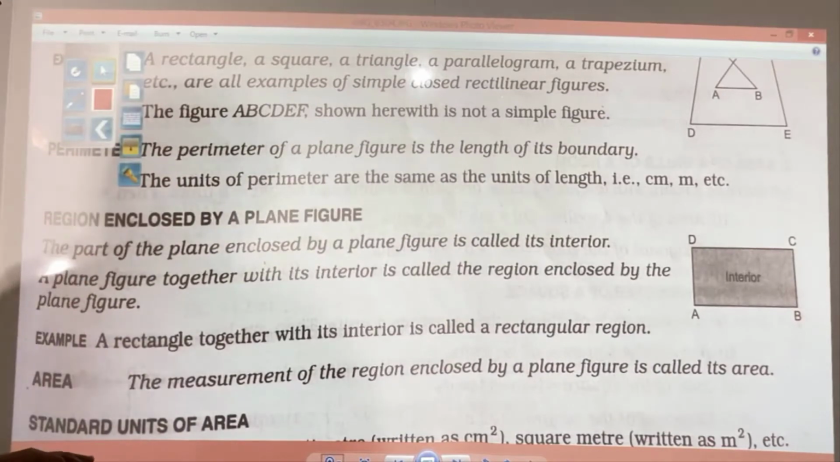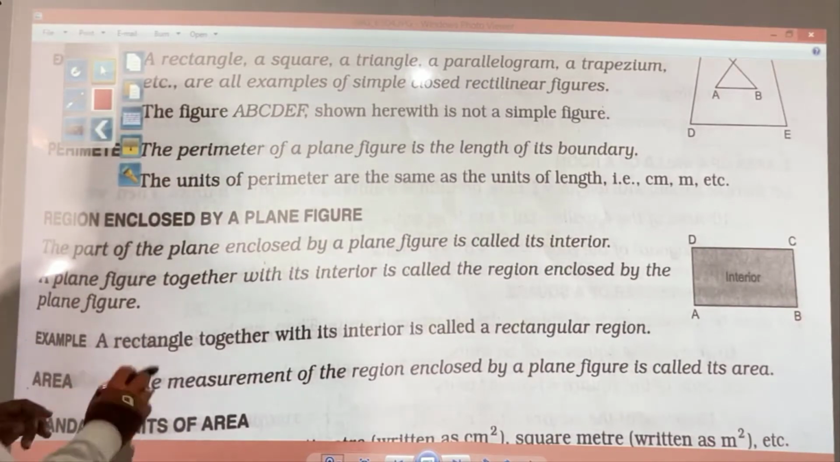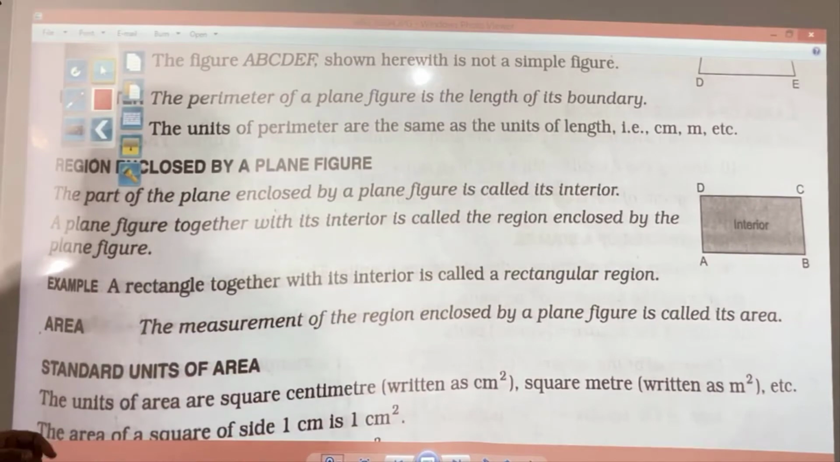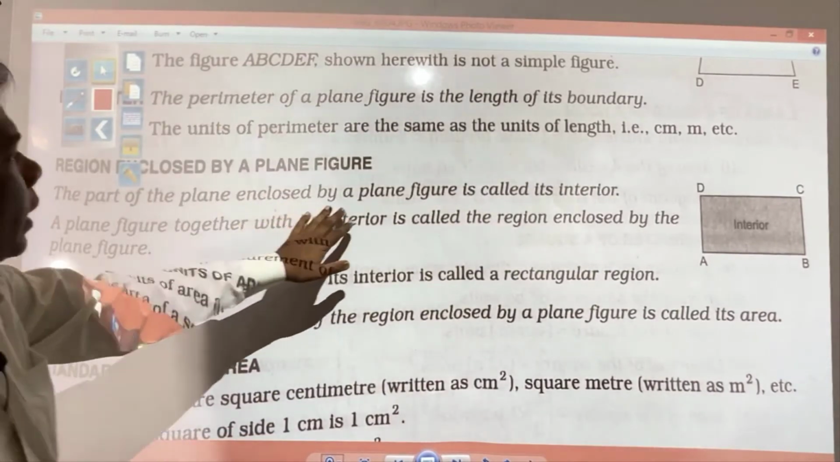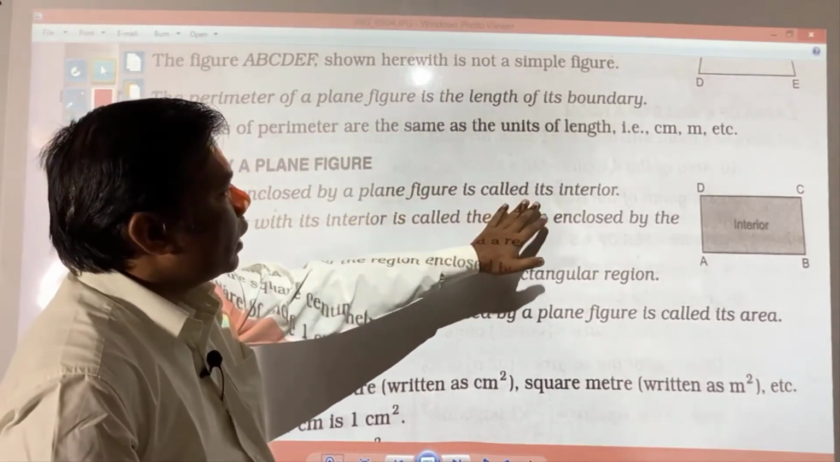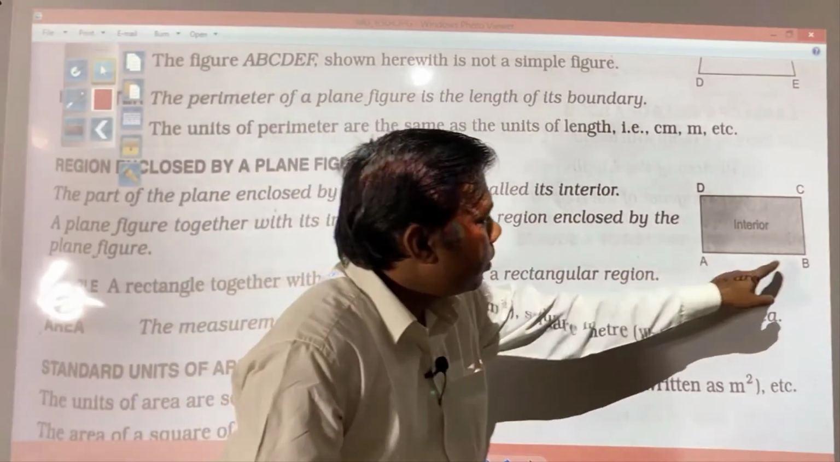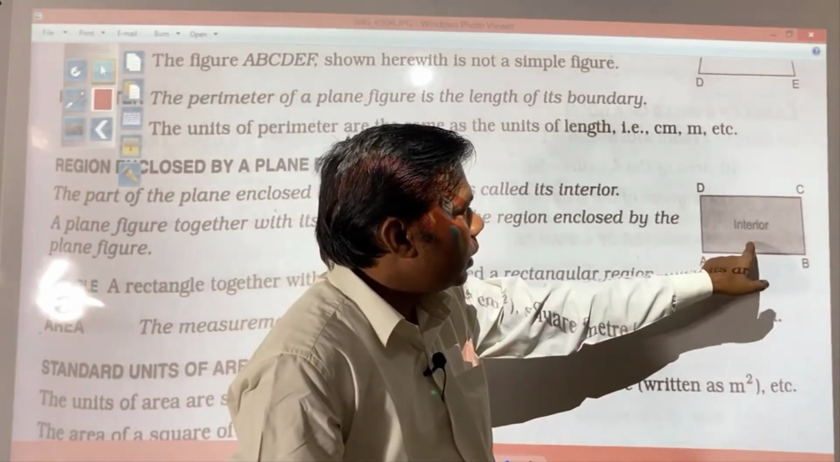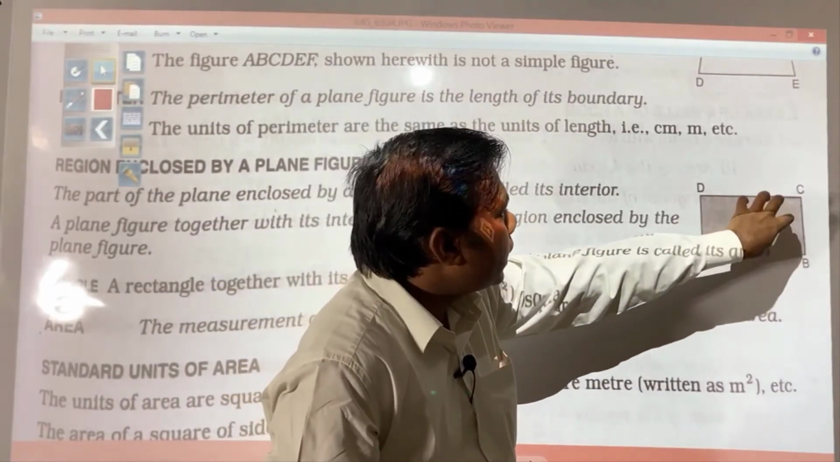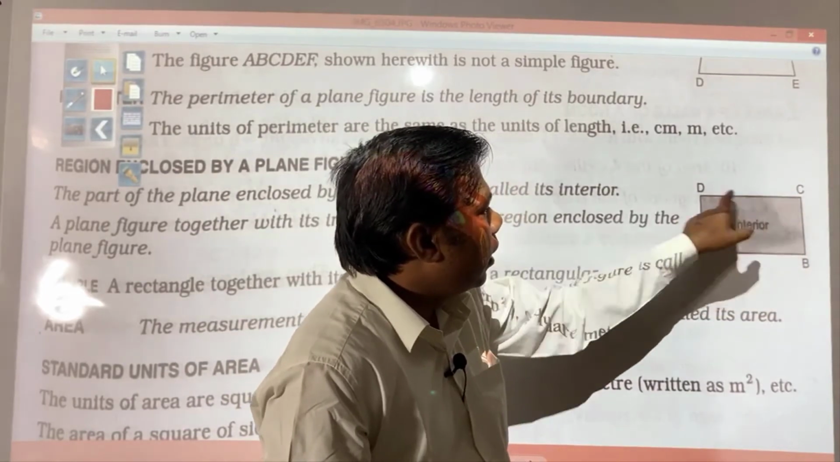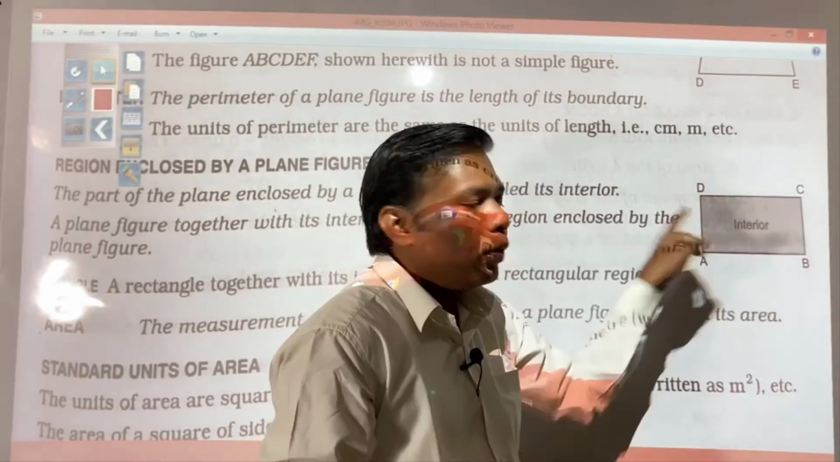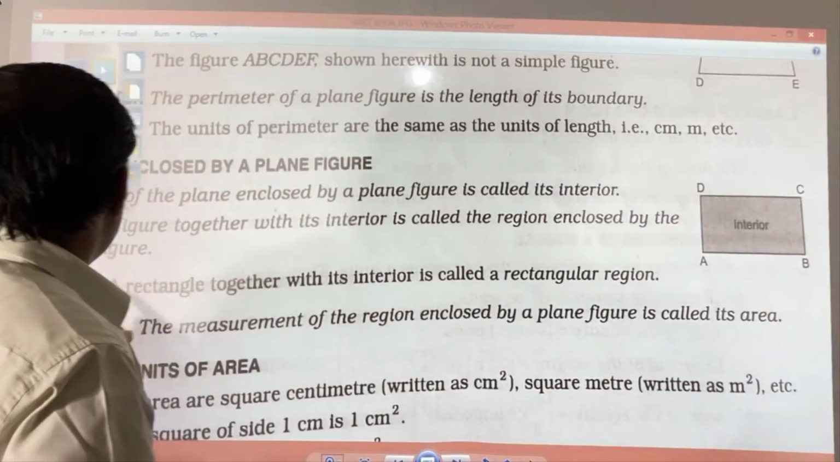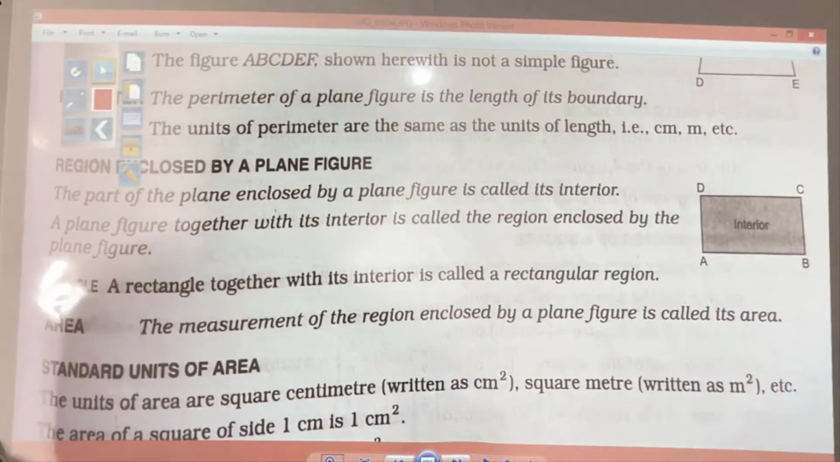Region enclosed by a plane figure, here you see. The part of the plane enclosed by a plane figure is called its interior. Suppose you have an enclosed figure, this is a rectangle. So the inside area of these line segments will be called the interior. A plane figure together with its interior is called the region enclosed by the plane figure.